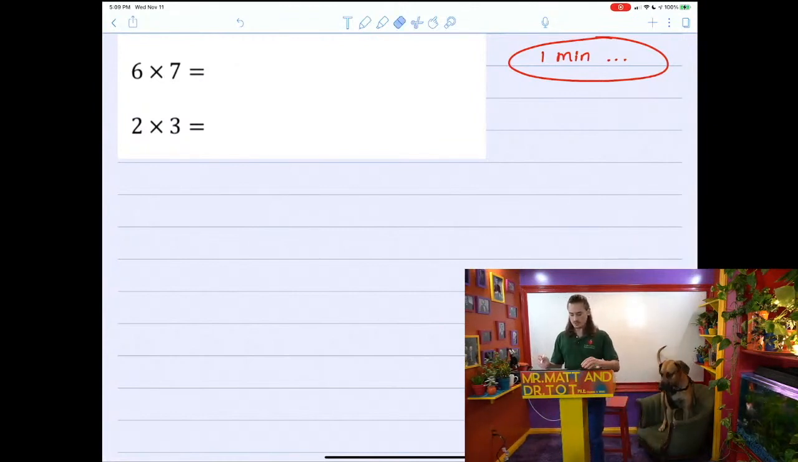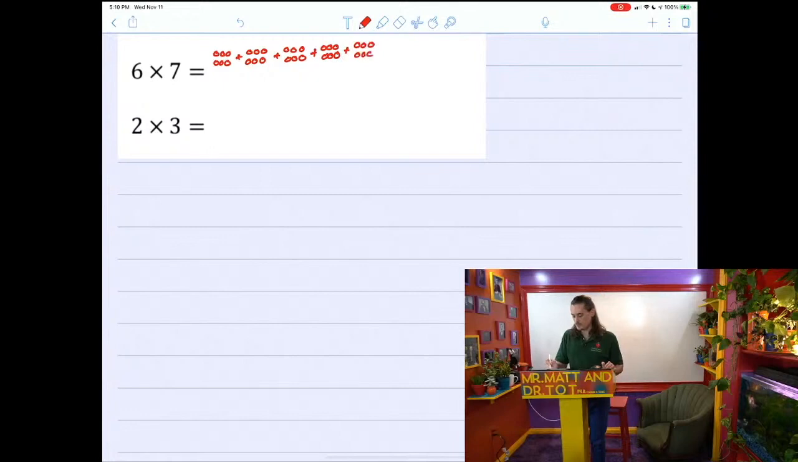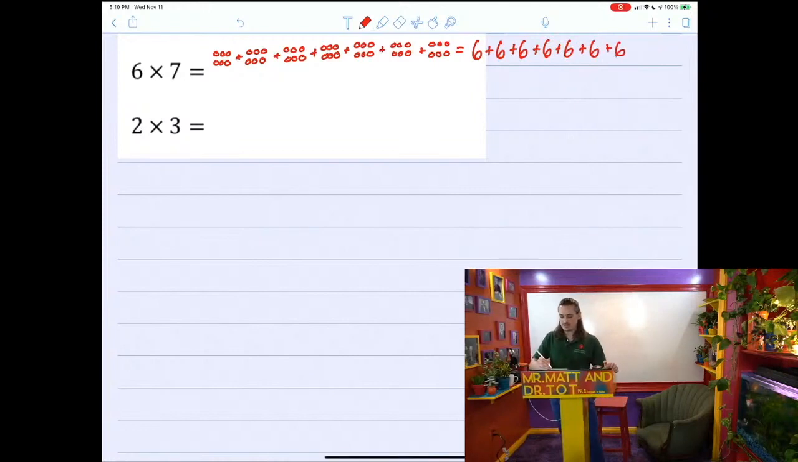Okay, so let's look at these two. So 6 times 7, we can think of 6 times 7 as 6 plus itself 7 times. So if I had 6 items and I added it to itself 7 times. Now you could count all of these individual items up, but that, of course, would take a really long time. So instead of visually representing the items, we can use numeric values and just say 6 plus 6 plus 6 plus 6 plus 6 plus 6 plus 6. And then individually evaluate these sums.